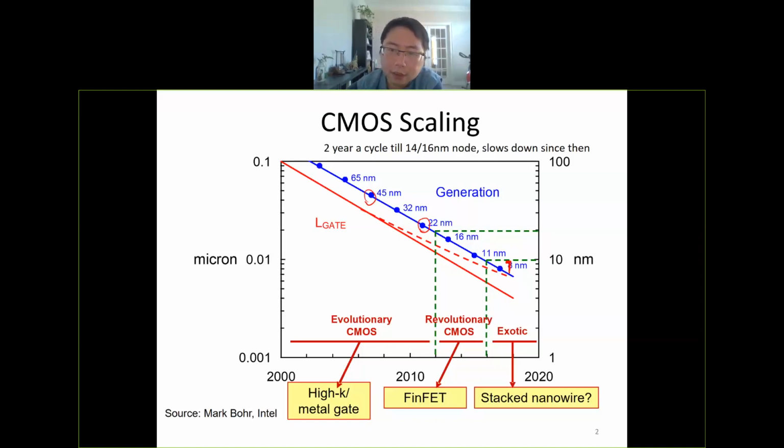And the industry is discussing the possibility to have this so-called stacked nanowire in like 3 nanometer node. This is still under research. It's not finalized yet. But this is going to happen probably in the next couple of years. So let's look at those trends in the next few slides.